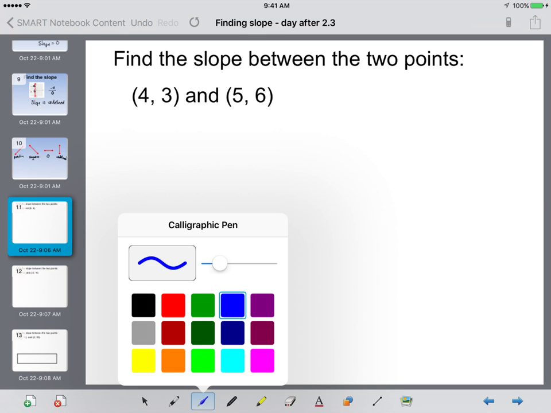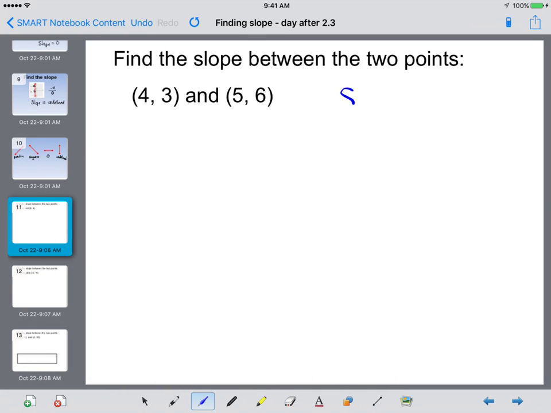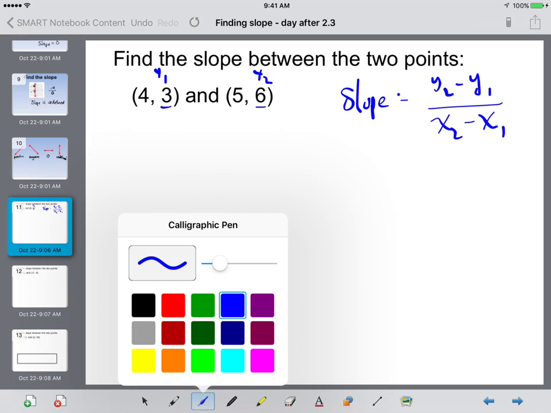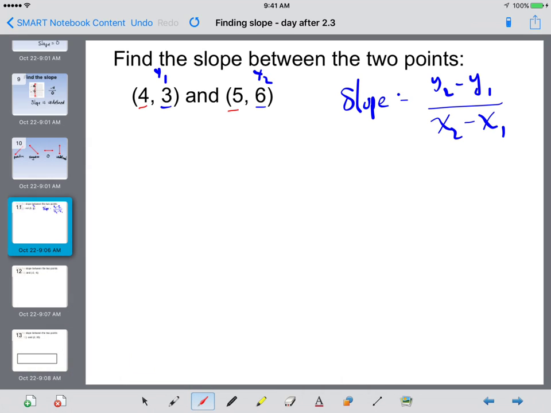If we are given two ordered pairs, we're going to use the slope formula. The slope formula is y2 minus y1 divided by x2 minus x1. So that means we need our y's. We're going to subtract them on top. So for instance, 3 and 6 are my y's. It doesn't matter which one you choose as y2 and which one you choose as y1. I can make this y1 and make this y2. Then I need to pick my x's out. And since I chose that as y2, this has to be x2. And here would be x1.